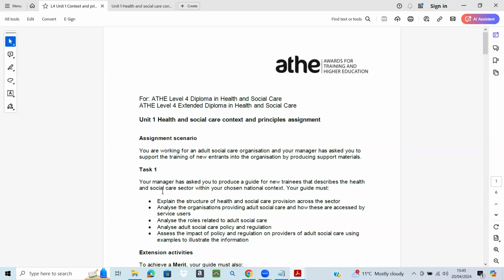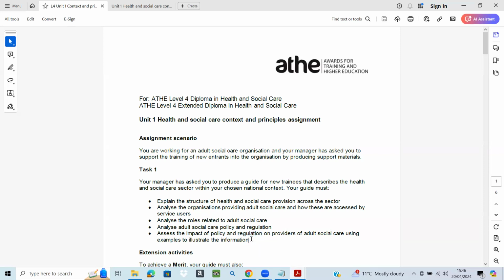So now we have task one. Your manager has asked you to produce a guide for new trainees that describes the health and social care sector within your chosen national context. Your guide must explain the structure of health and social care provision across the sector. The second bullet point is analyze the organizations providing adult social care and how these are accessed by the service user. The third bullet point is analyze the roles related to health and adult social care. Then the next bullet point, analyze adult social care policy and regulation. The last bullet point is assess the impact of policy and regulation on providers of adult social care, using examples to illustrate the information.